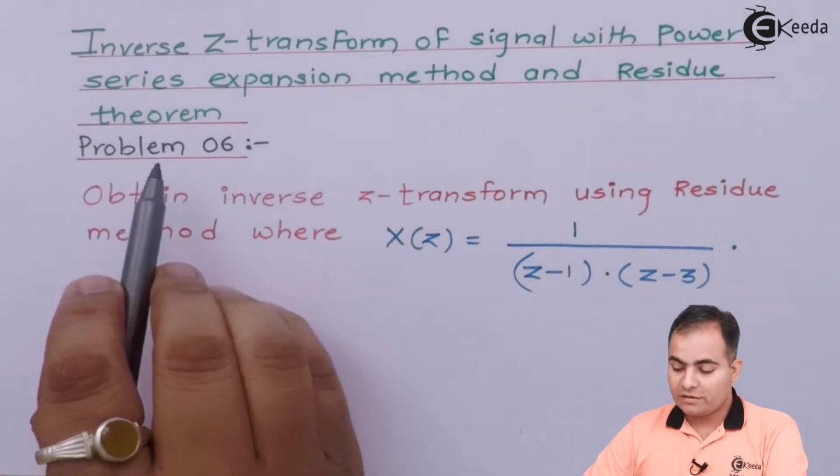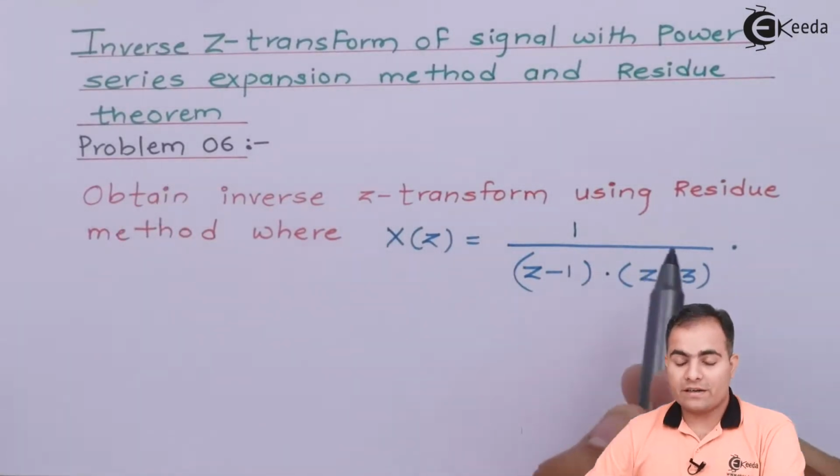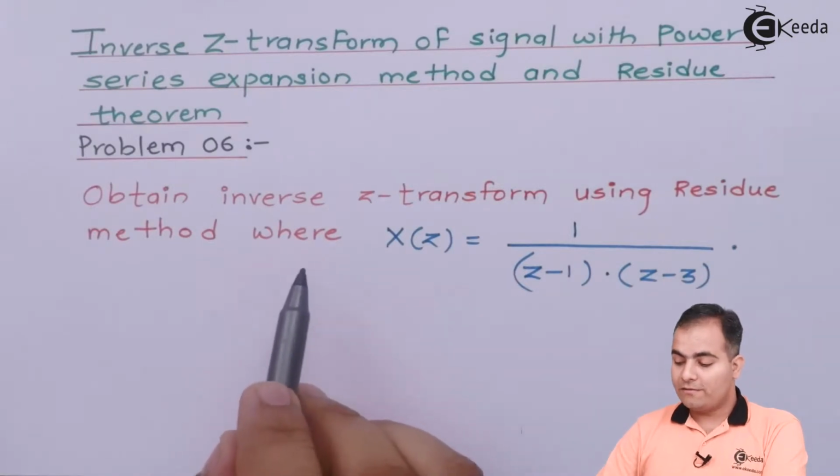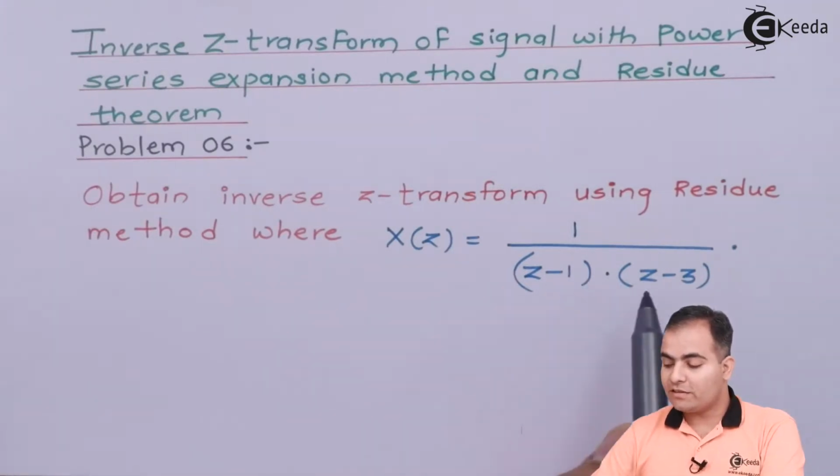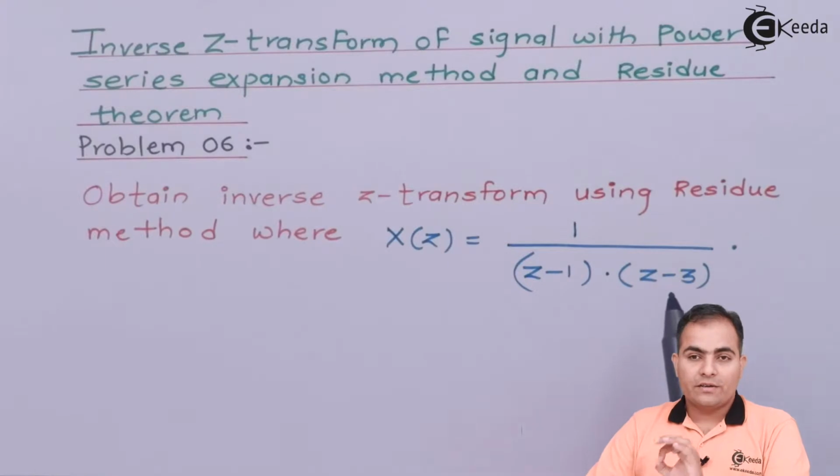Now, question number 6, or problem number 6. Obtain the inverse z transform using the residue method, where X of z is 1 upon (z minus 1) and (z minus 3). And we know that, what is the next step?